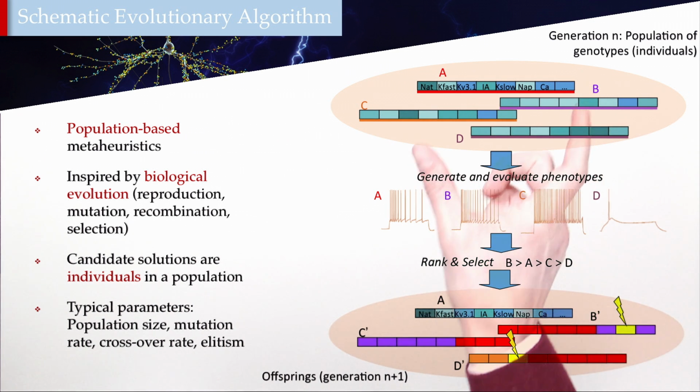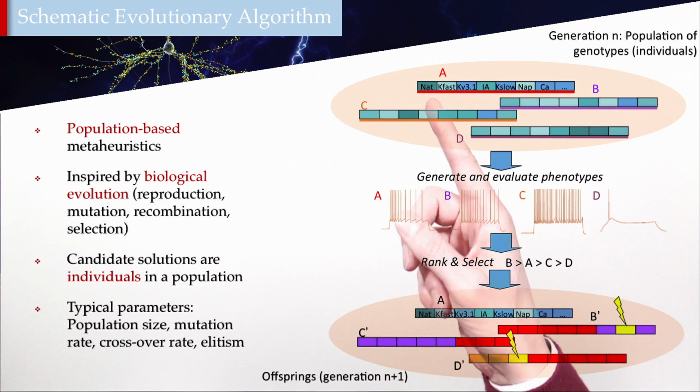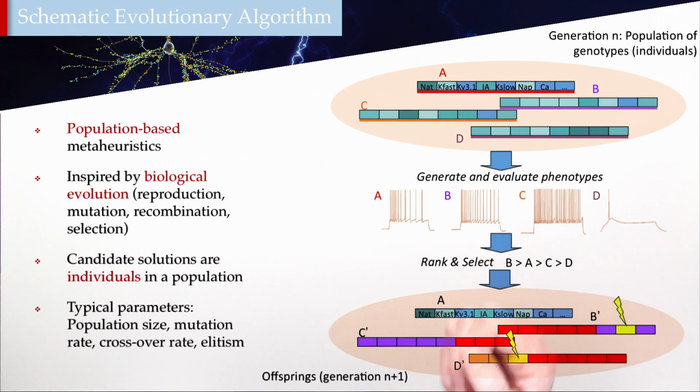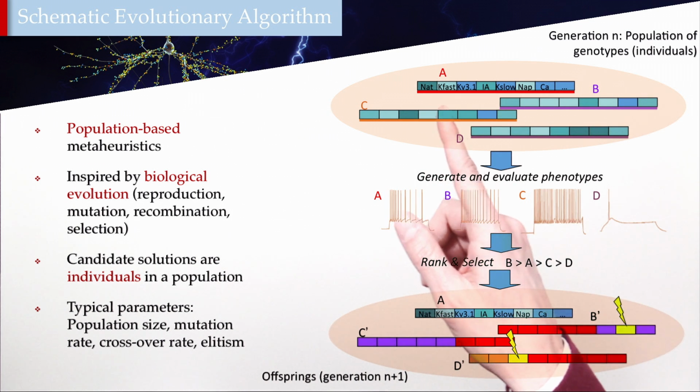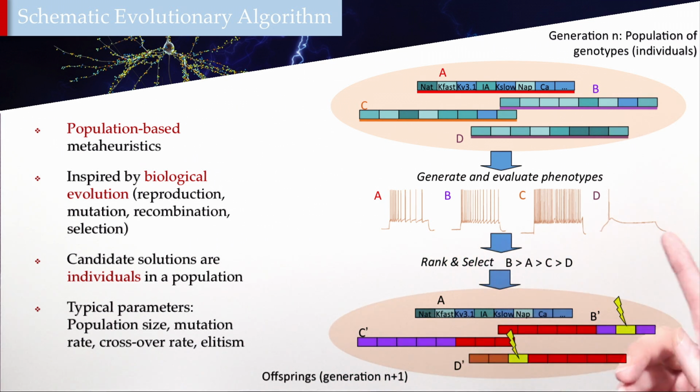Each individual has a genome which encodes in genes different search parameters. For example, these could be the conductances of a certain type of channel in a certain part of the neuron. With this population, you then generate and evaluate the phenotype. These channel conductances translate into a neural model, which you can evaluate over time, and then you can create the responses to certain stimuli. And with the mentioned fitness function, a distance function, you might be able to rank and select, such that you like solution B better than A, better than C, and better than D.